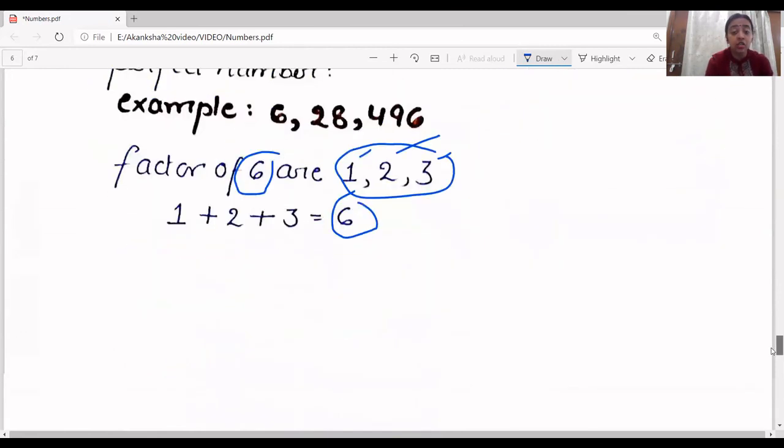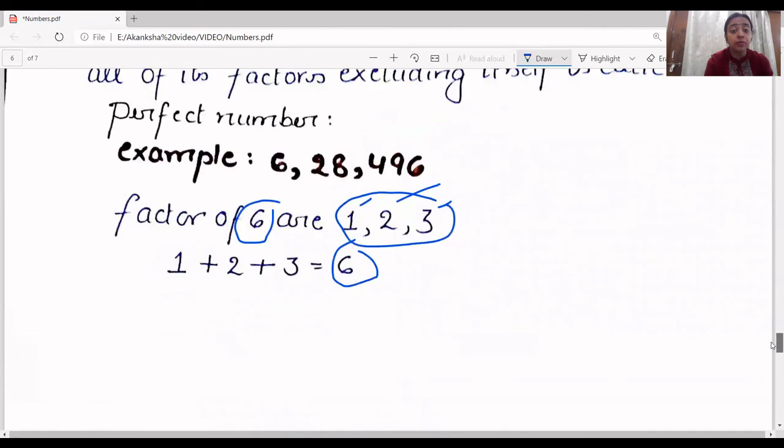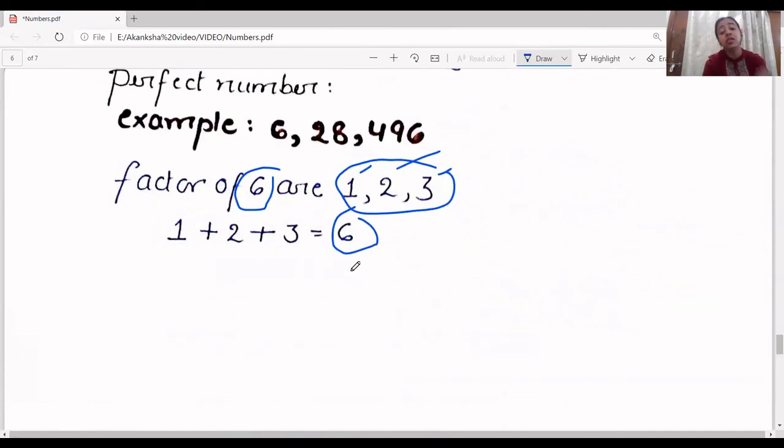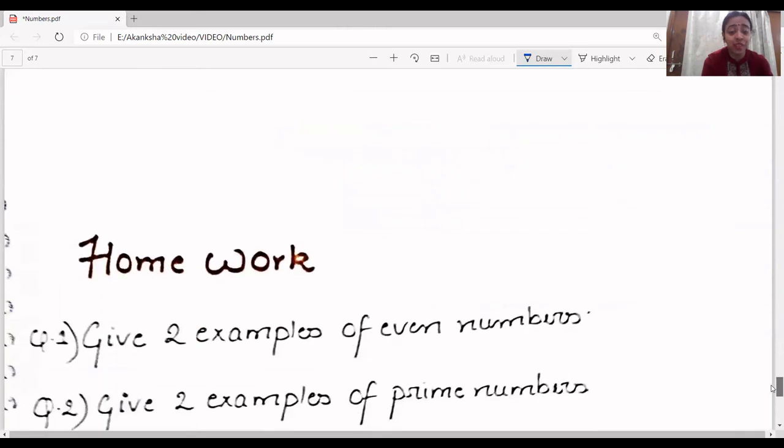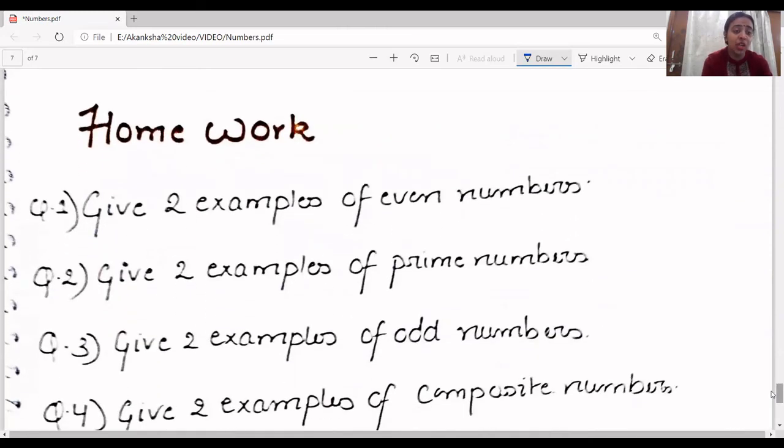Now moving ahead, you can also similarly calculate 28 and 496. Go ahead and factorize them and see that their addition would actually give you the sum as 28 and 496. When you factorize 496, the summation of factors of 496 will also give you 496 as the sum. Okay. So moving ahead to giving you some homework.